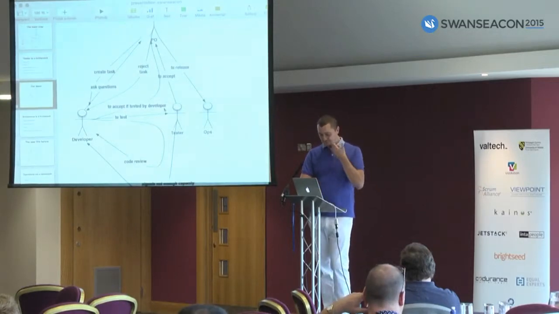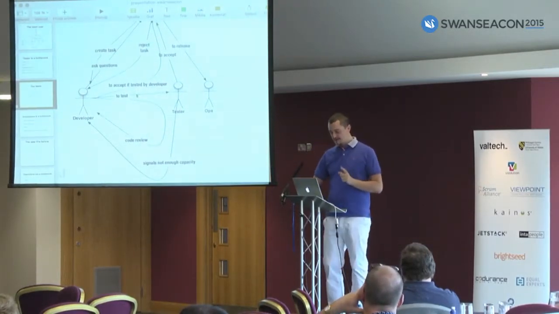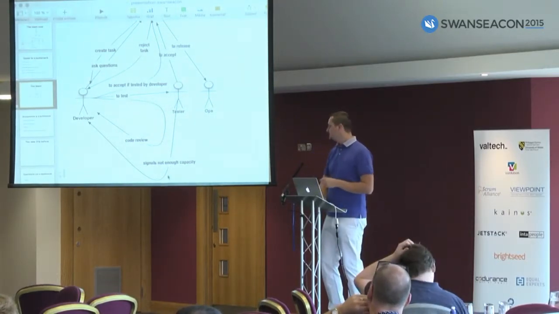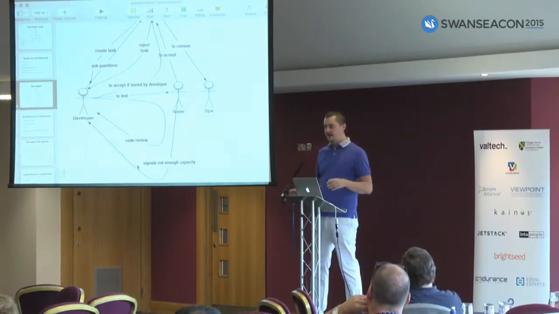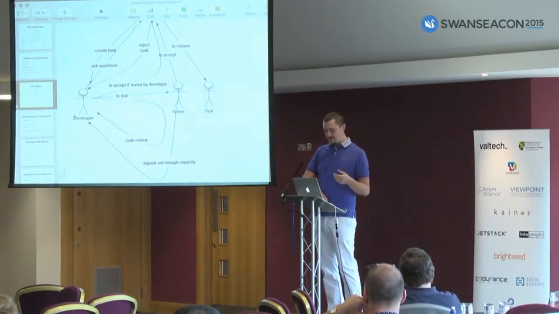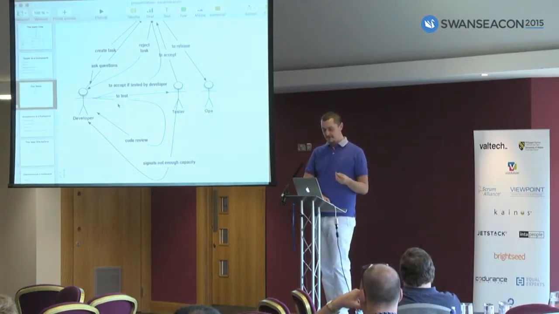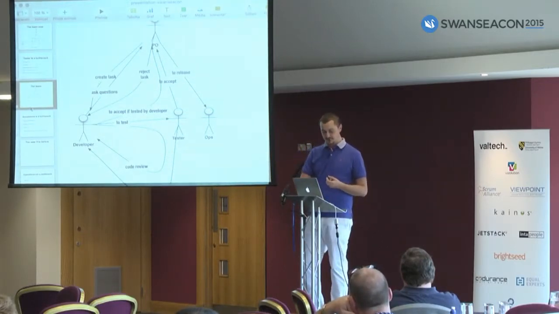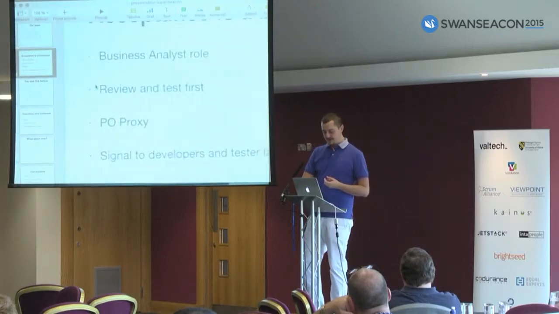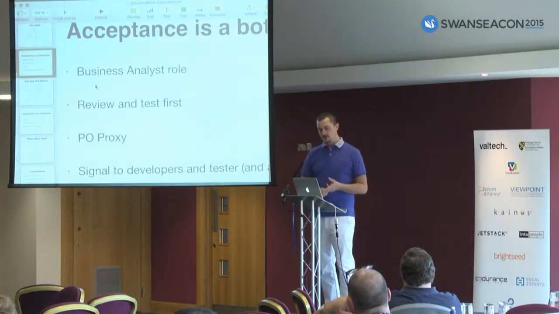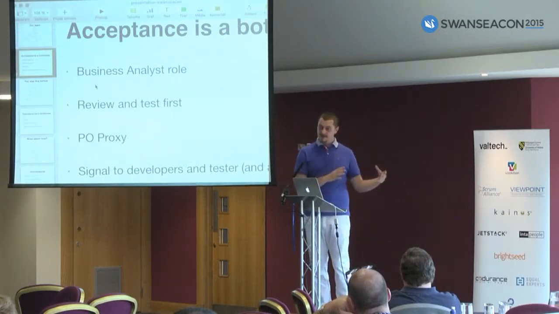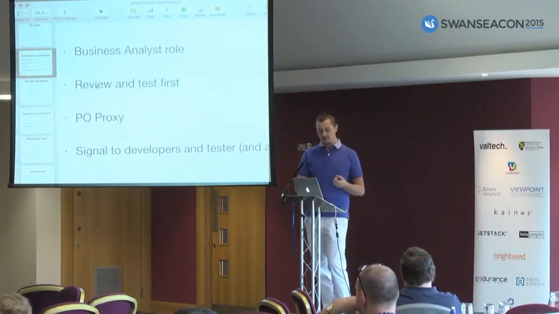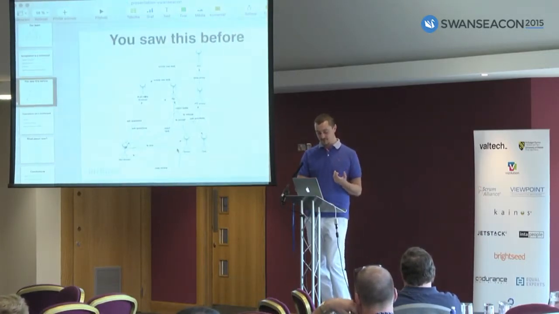So the development is the same as usual, except that the tester signals that the bottleneck occurred. The tester is at the top of capacity and cannot handle more work, and the developer will test the work and then send it to the product owner. Then, if acceptance is the bottleneck, you have a business analyst who creates user stories from super user stories. Review and test come first, and you have PO proxies, so it's the same process as I showed before.